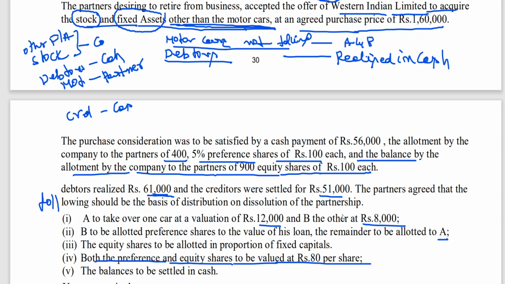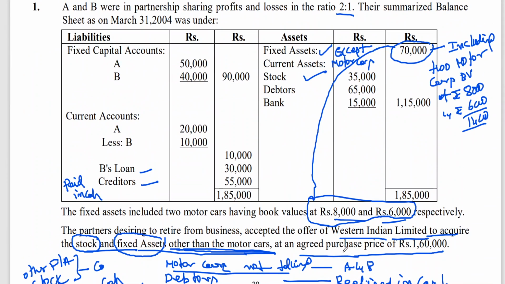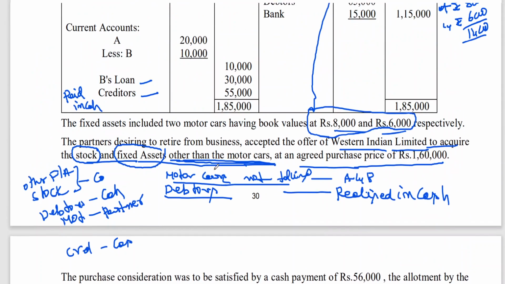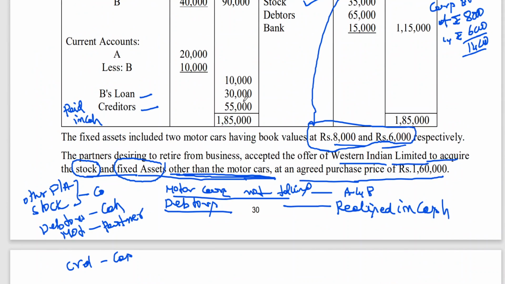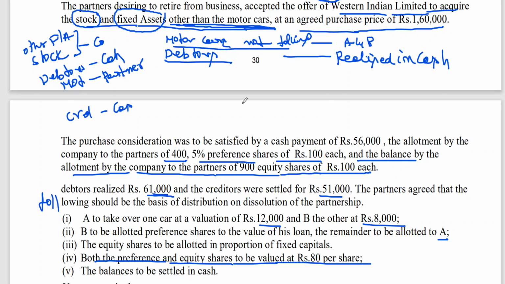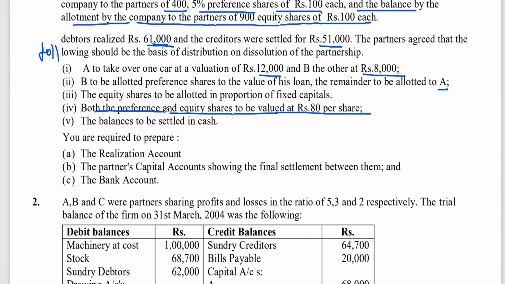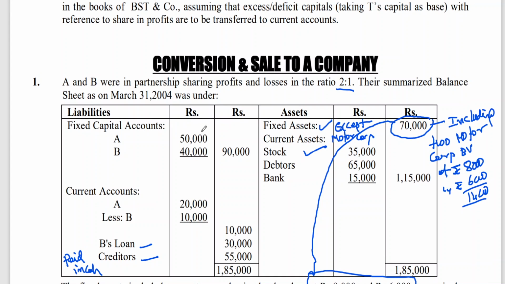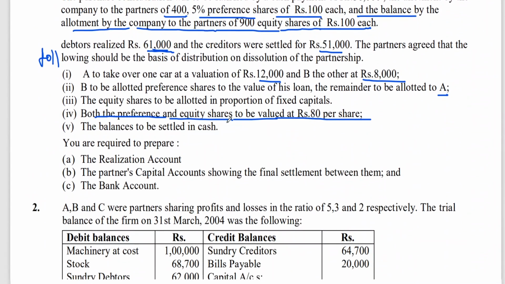So they are giving us preference shares also, no? Out of the preference shares, they are getting 32,000 rupees. I think we have learned this already. 400 preference shares into 80 is 32,000. And what is the loan to be paid? 30,000. After payment of B's loan, the balance of 2,000 in shares has to be given to whom? A. Okay. The equity shares are to be allotted in proportion to fixed capital. What is the fixed capital ratio? 5:4. Okay. This is clear.